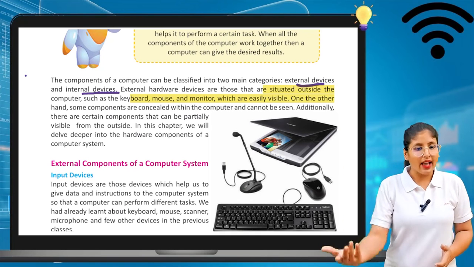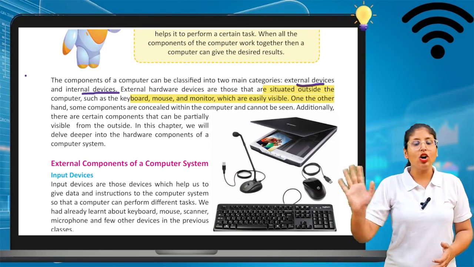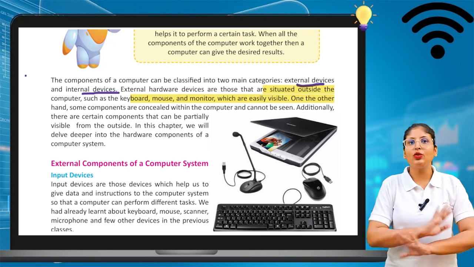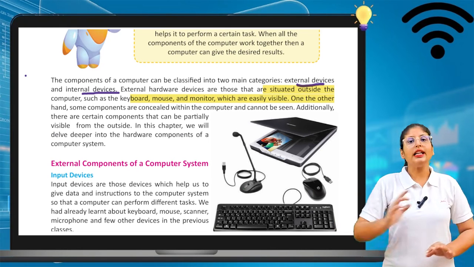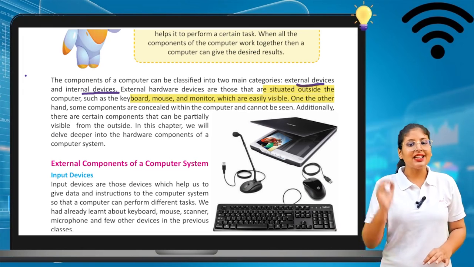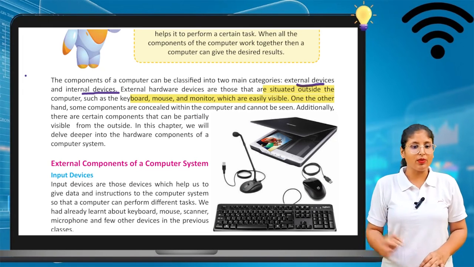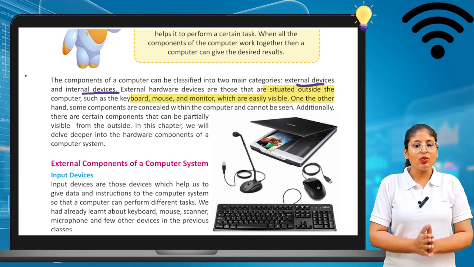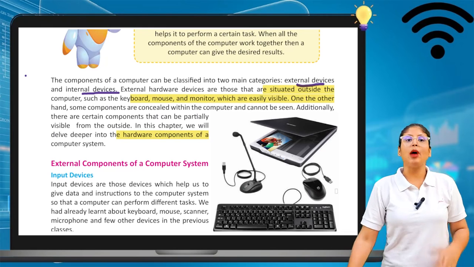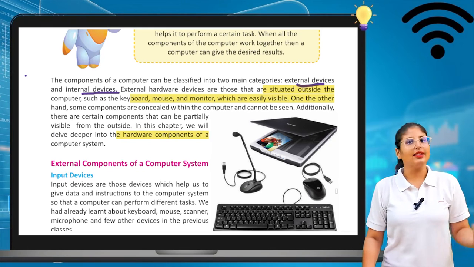On the other hand, some components are concealed within the computer and cannot be seen. They are inside the computer, and we are not able to see them. So they are called internal devices. There are certain components that can be partially visible from the outside. In this chapter, we will dwell deeper into the hardware components of the computer. So in this class, we will see what computer hardware is and its components.